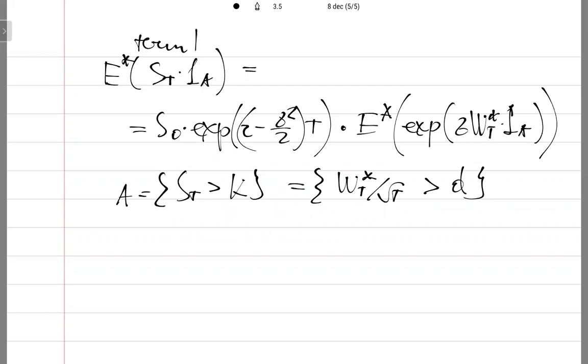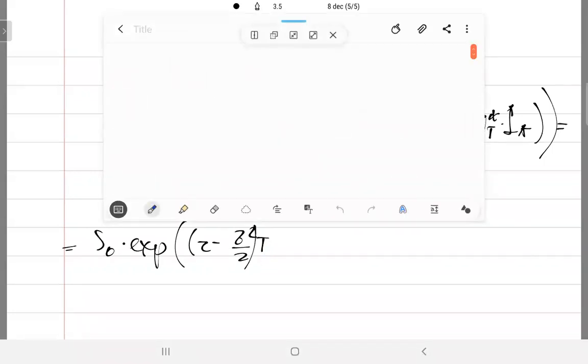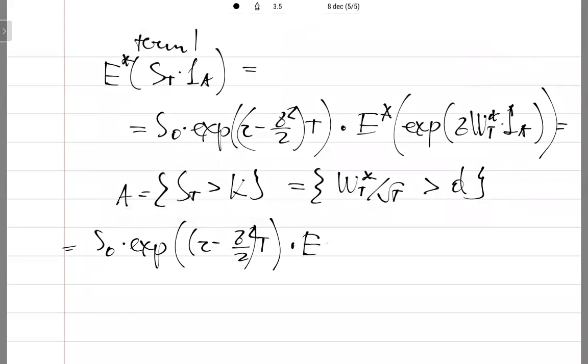Okay, so it is S_0 exponent of r minus sigma squared over two, times expected value. Excuse me, Boris Borisovich. May I have a question? Do you have a mistake maybe in the expected value star? The indicator should be outside the exponent. Yes? Okay, thank you.